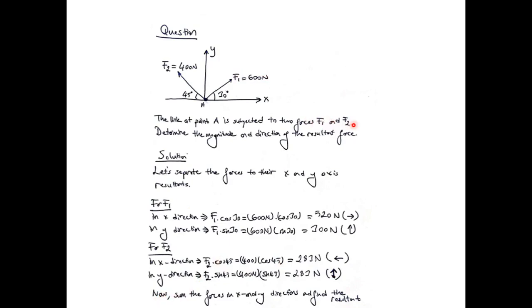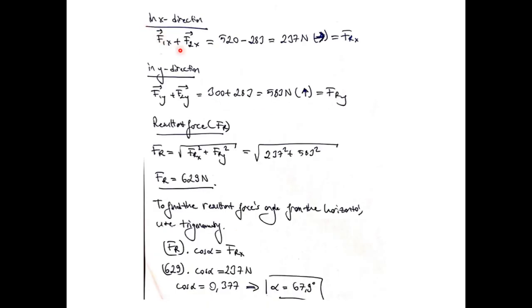In order to find the resultant force, we just need to sum up the forces in the X directions. So F1's X and F2's X will be summed up together. And for the Y component, we're going to sum up F1's Y component with F2's Y component.